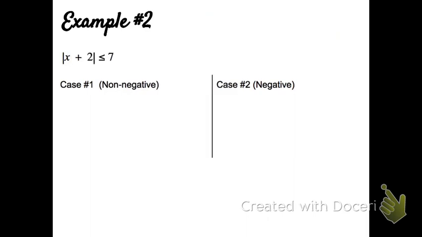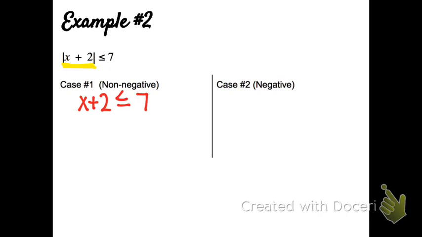So let's go over another example here. So first off, you want to make sure whatever's in the absolute value is all by itself, and it is, meaning there's nothing over on this side besides the absolute value of x plus 2. So since it is, I'm going to divide it into my two cases. The first one again, I just take what's in the absolute value. I leave the symbol the same. The inequality symbol is still less than or equal to, and it's 7. It's not negative, it's just 7.